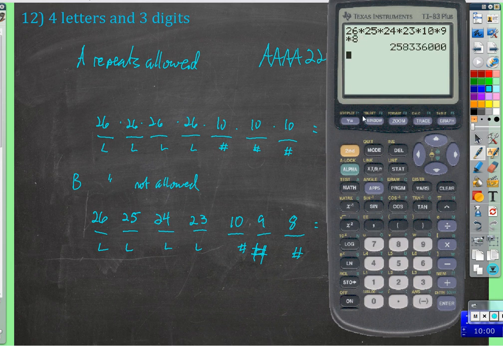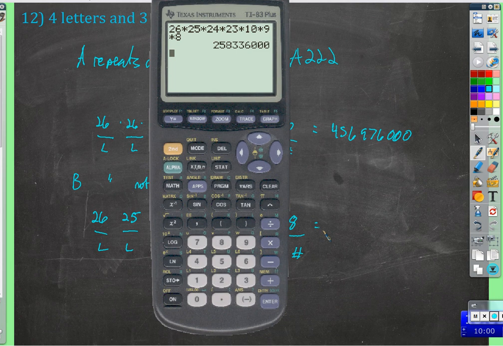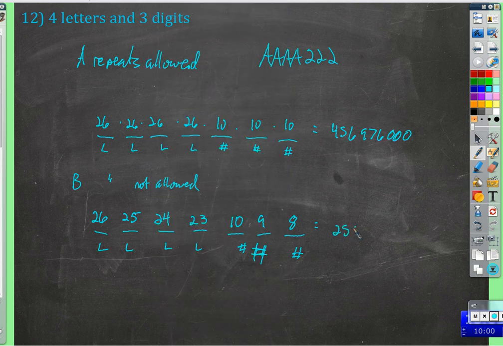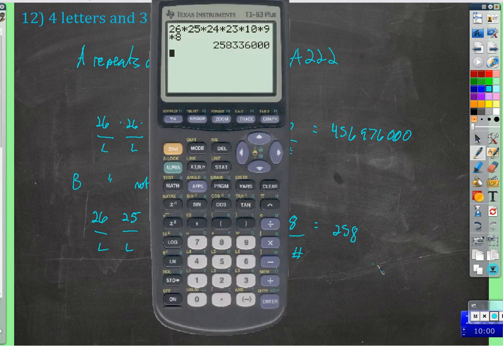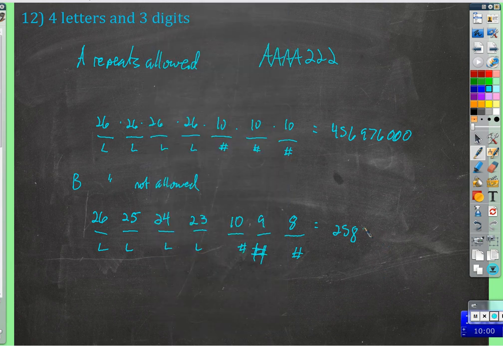So we have fewer choices. Doesn't seem like that many fewer, but it's fewer. 258,336,000. Okay, so somewhere in the neighborhood of half as many choices as if repeats were allowed.